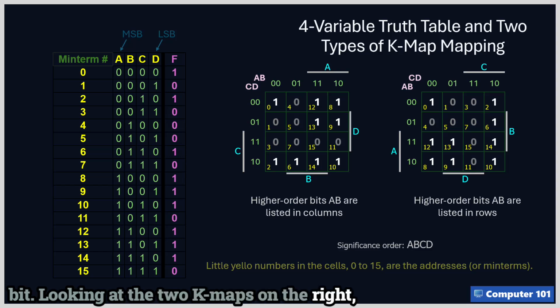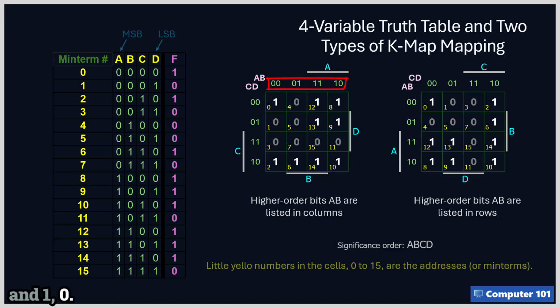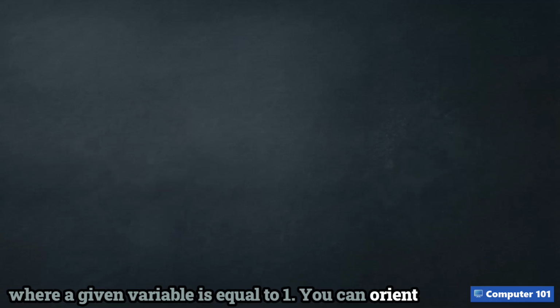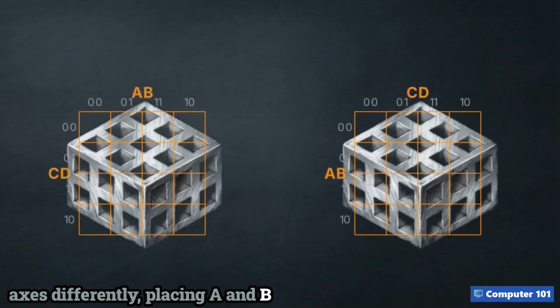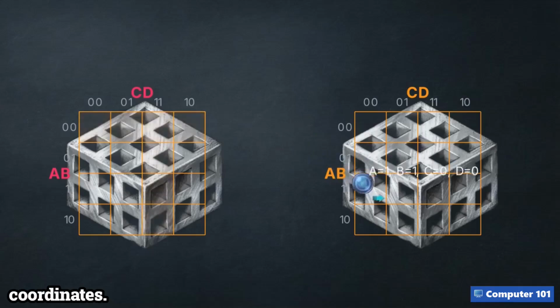Looking at the two K-maps on the right, you'll see the axes are labeled with a specific sequence: 00, 01, 11, and 10. This is gray code, a sequence where only one bit changes state between adjacent cells. The brackets on the outside of the map indicate the specific regions where a given variable is equal to 1. You can orient your axes differently, placing A and B on the columns or on the rows, but the logical relationship remains identical. A minterm will map to the exact same relative coordinates, guaranteeing the same simplified mathematical expression regardless of which map layout you use.